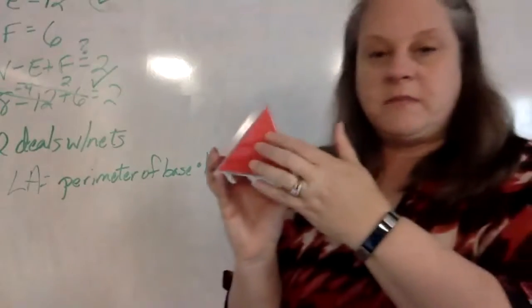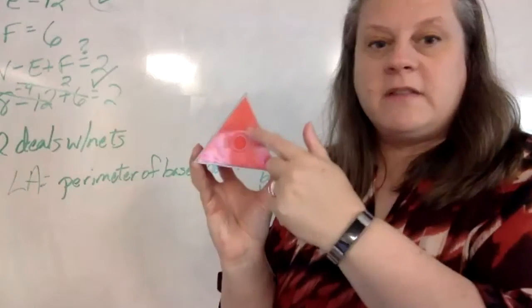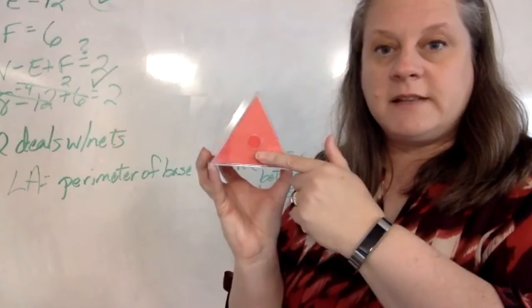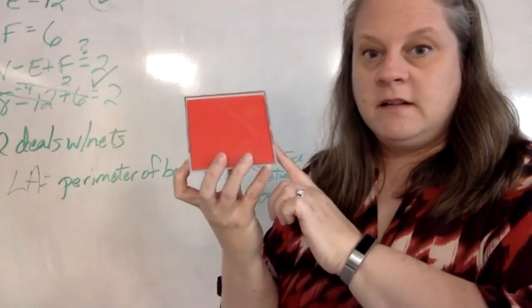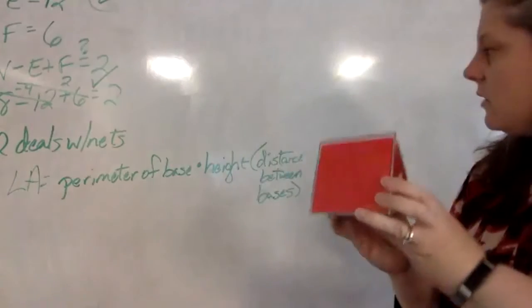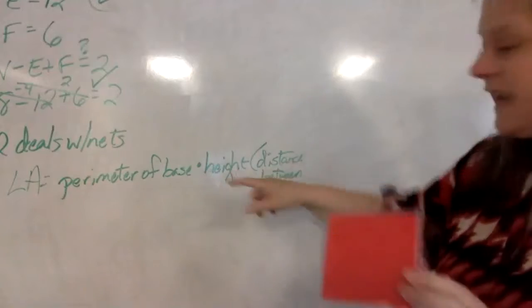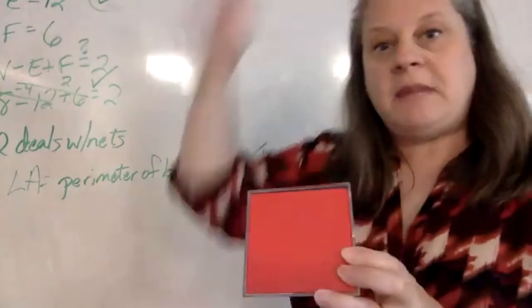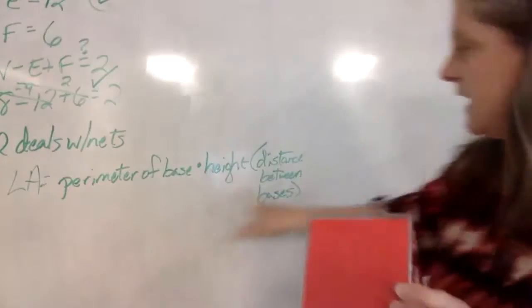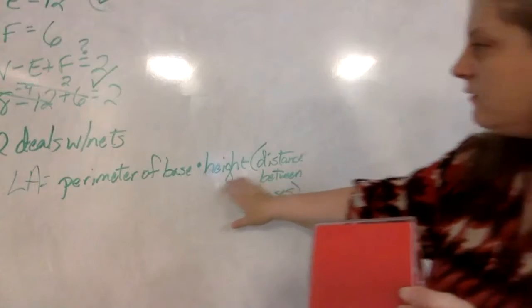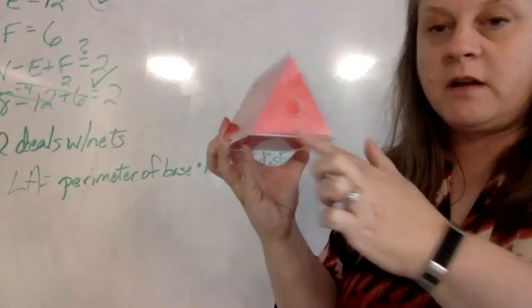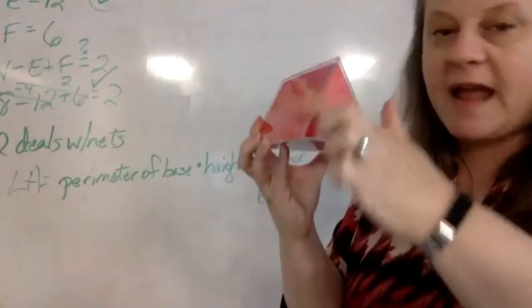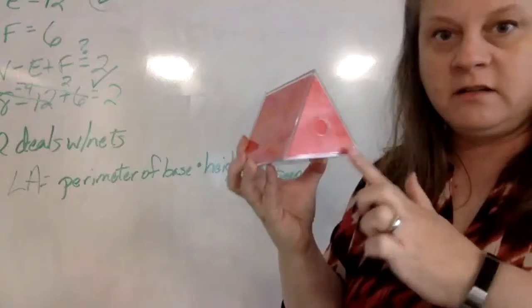Okay, but then you do the one it's sitting on. But if it's a triangular prism like this, your base is the triangle ends. Okay, so if I want the height, most of you think height means going up and down. But if I want the height for my lateral area, it's the perimeter of the base, so it would be the perimeter around the triangle. I would add the sides of the triangle together.